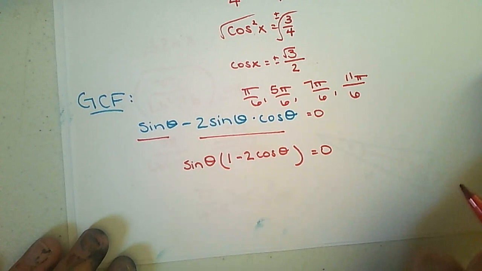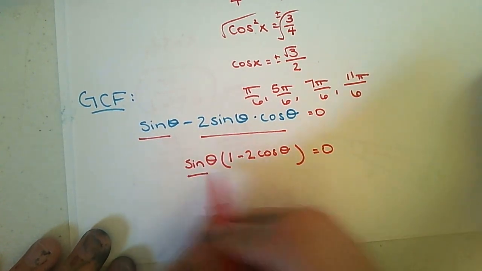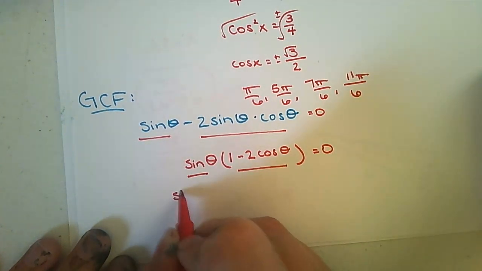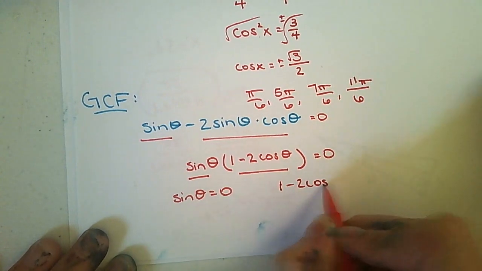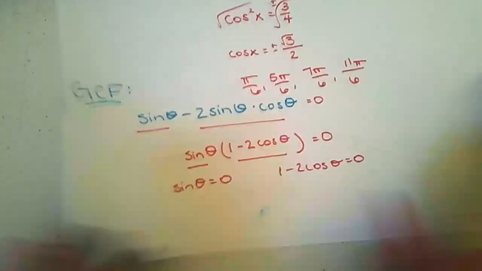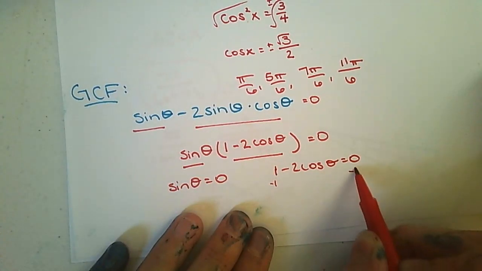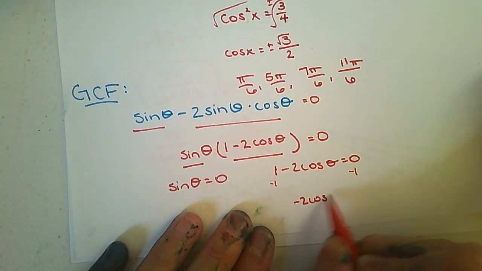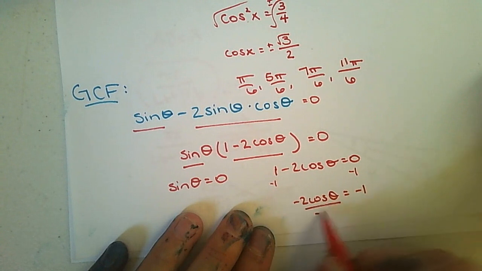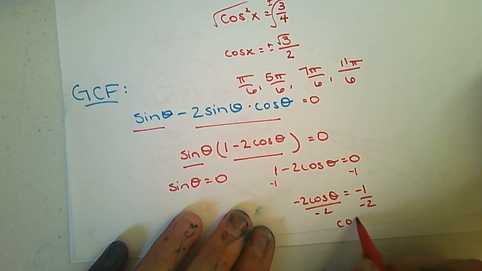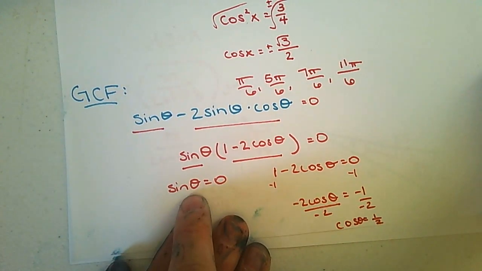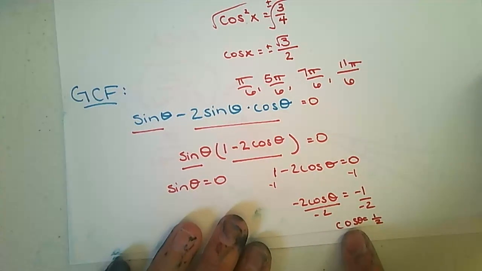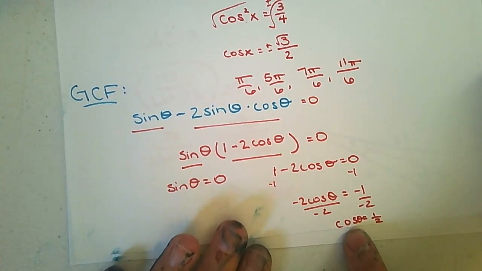And now there's nothing else I can do here, so I'm going to go ahead and set each of these pieces equal to 0 and solve. So I'm going to subtract 1 from both sides, and then I'm going to divide both sides by -2. So our answers are going to come from sine of theta equals 0 and cosine of theta equals 1/2.